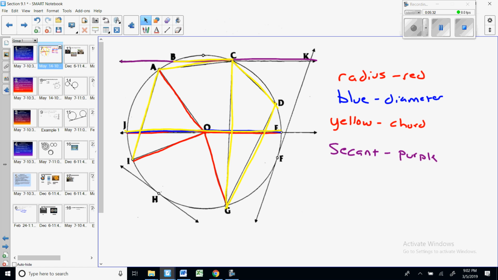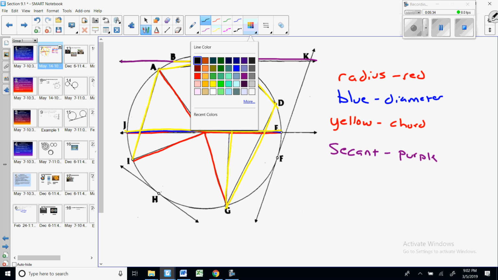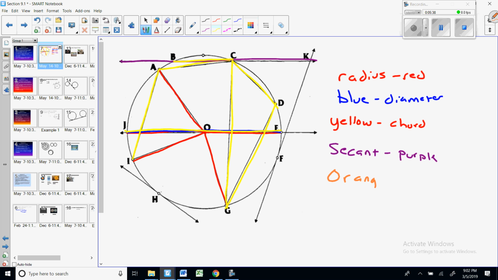And then lastly, our tangent lines, and there are two tangent lines, and we're going to do those in orange. Our tangent lines intersect the circle and bounce off. Okay, the line from K through F, the line through H. Those are examples of tangent lines.